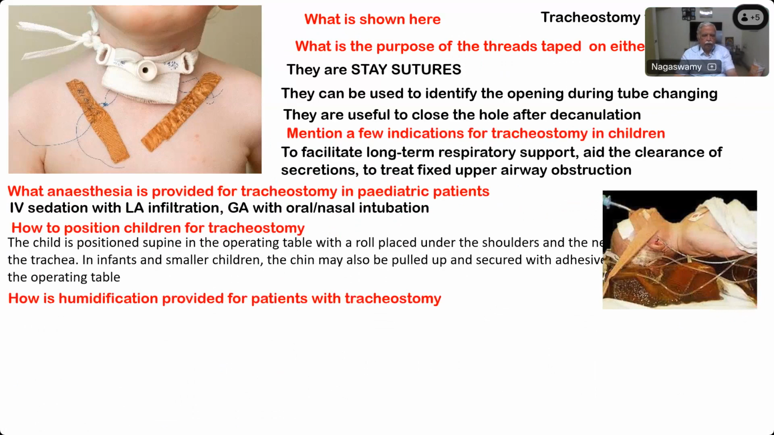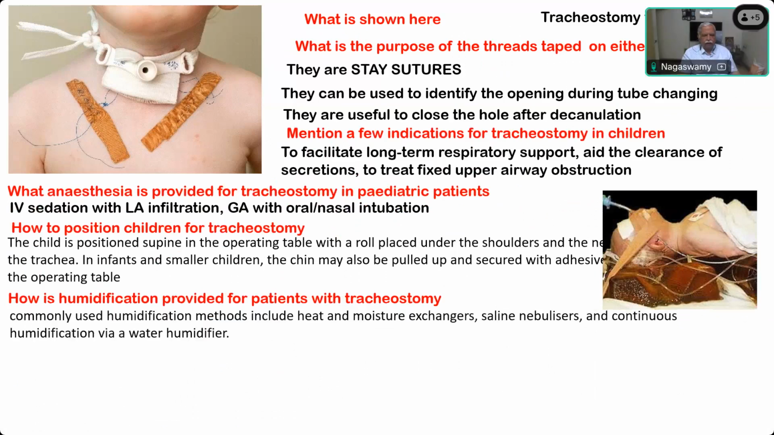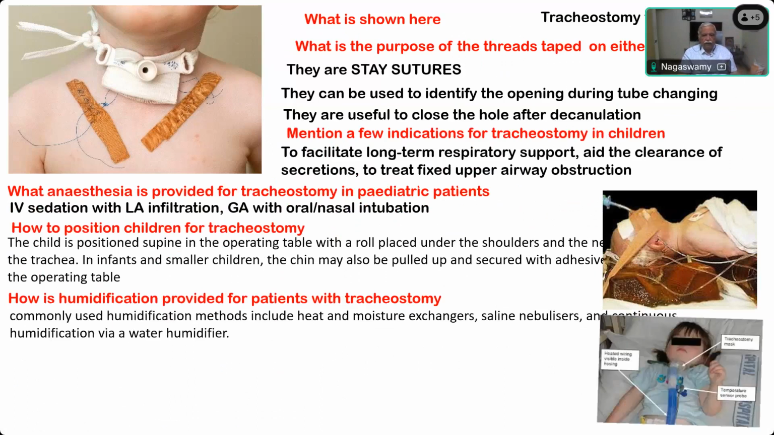How is humidification provided to the patient with a tracheostomy? Commonly, humidification methods include heat moisture exchangers, saline nebulizers, and continuous humidification with a water humidifier, among other methods. But here you have a tracheostomy mask, which can deliver heated, warmed, humidified fluid. A temperature sensor is also there. So this is how the whole thing works.